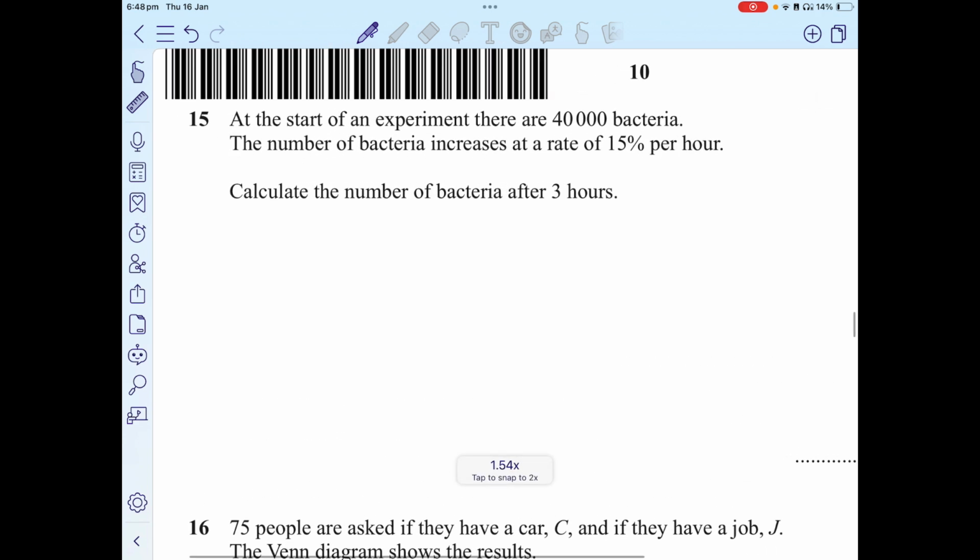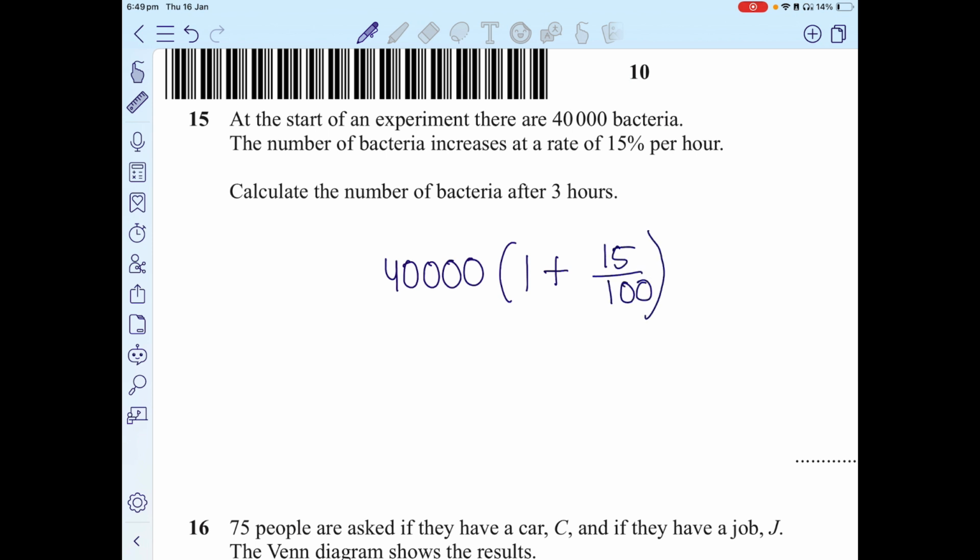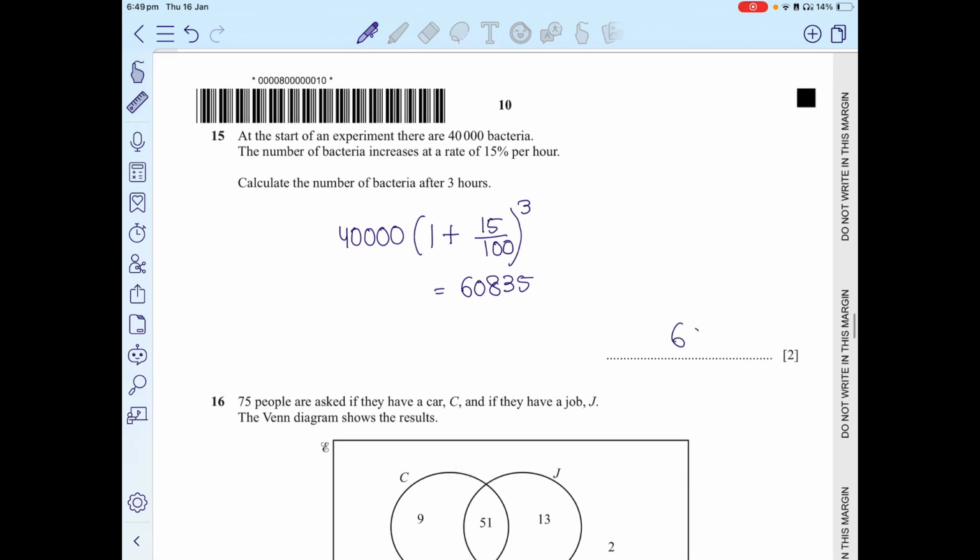It said that at the start of an experiment, there are 40,000 bacteria, and the number of bacteria increases at a rate of 15% per hour. Calculate the number of bacteria after 3 hours. So what you do is 40,000 times 1 plus 15 over 100, because percent is always out of 100, raised to 3, which is the hour duration. Simply put this in your calculator. That will give you 60,835. So that is going to be the number of bacteria after that.